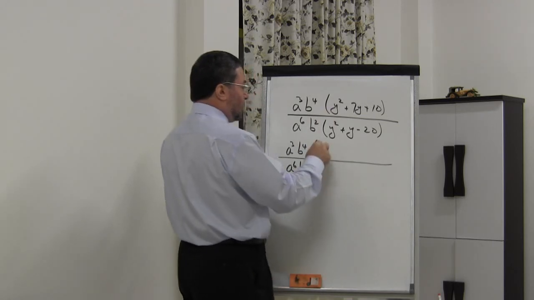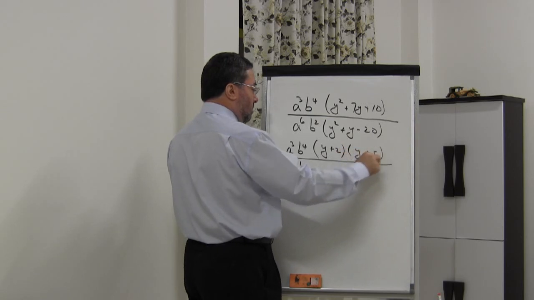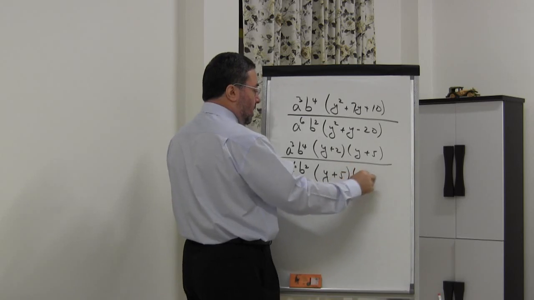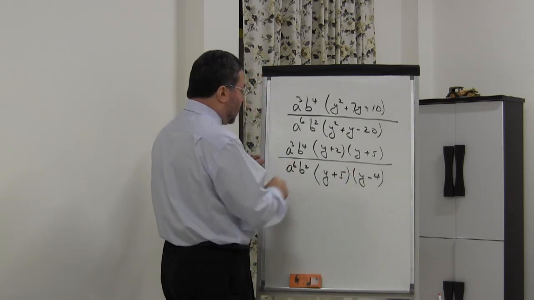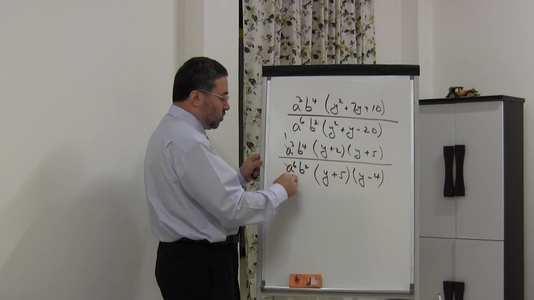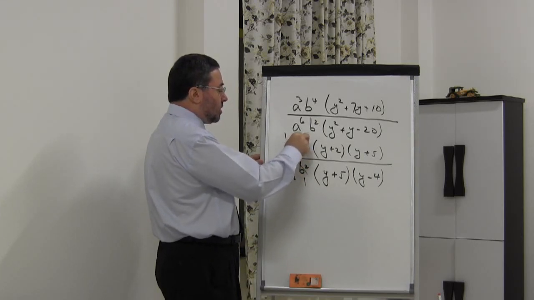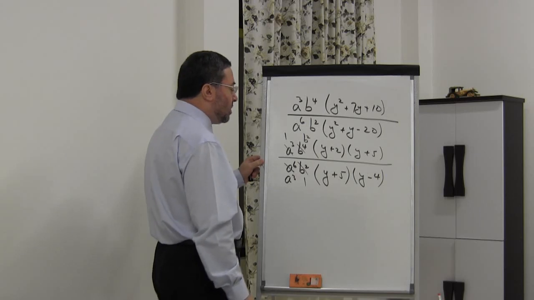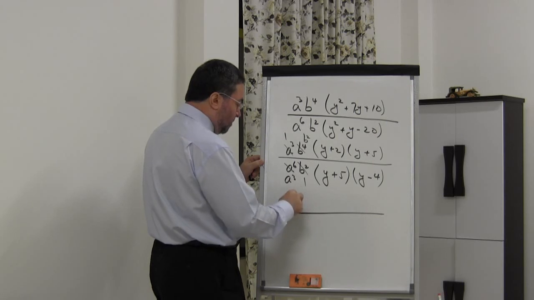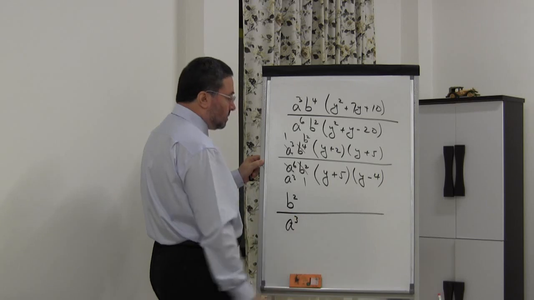We factor this, that's easy to factor. And we factor this, and that's y plus 5 into y minus 4. And now we can cut the a cube 1 and remove 3 a's from here, and we get a cube in the denominator. Cut the b squared, and we minus 2 b's from b to the 4th, and we are left with b squared. So we have b squared in the numerator, a cube in the denominator.